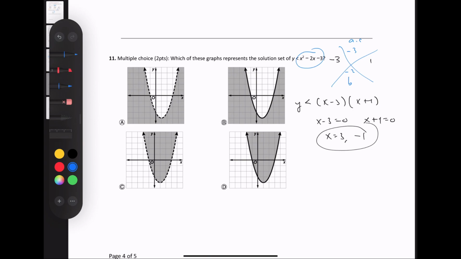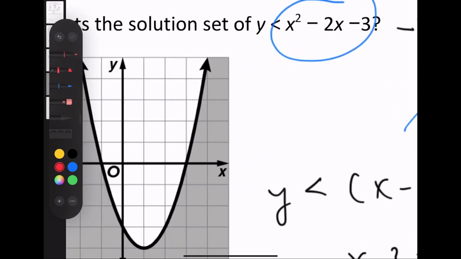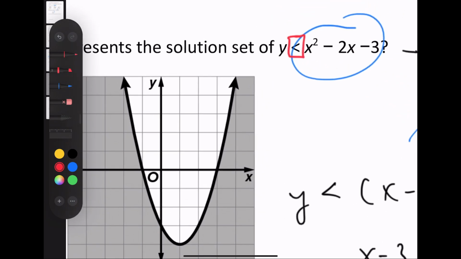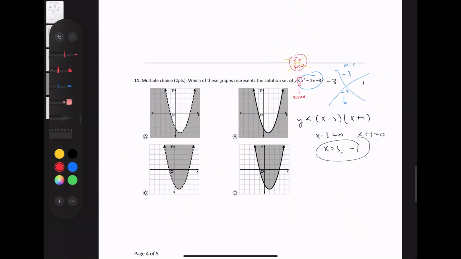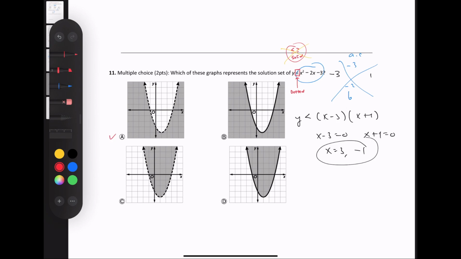Okay, what we want to do is test a point. And before I test the point, you'll notice here this is a less than, which means it's going to be a dotted. It's going to be dotted. If it was then a less than or equal to or greater than or equal to, this would have been a solid. But that's not the case. So let's go ahead and find the one that is dotted. That is going to be A or C.